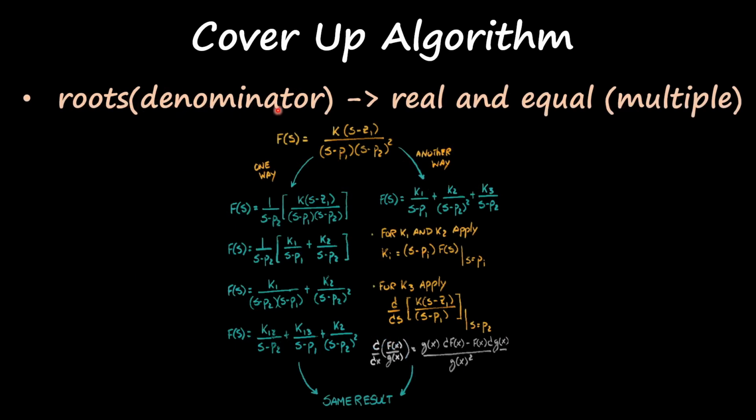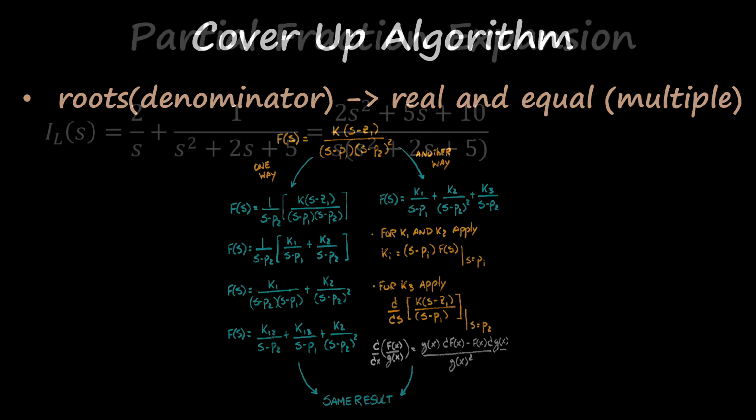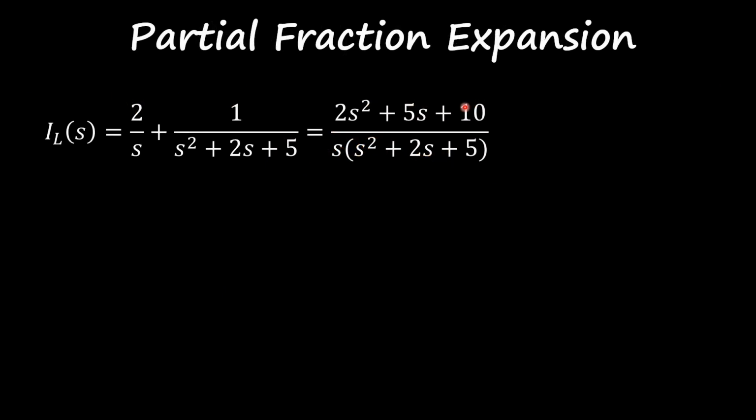Now, if the roots of your denominator are real and equal, and you have multiple of them, this is where things can get a little bit more complex. In literature, there are two different ways of achieving the result, but it's outside of the scope for this video for now. I'll do a video later on explaining how to handle these roots of the denominator when they are real and equal. Alright, so let's go back to our example.